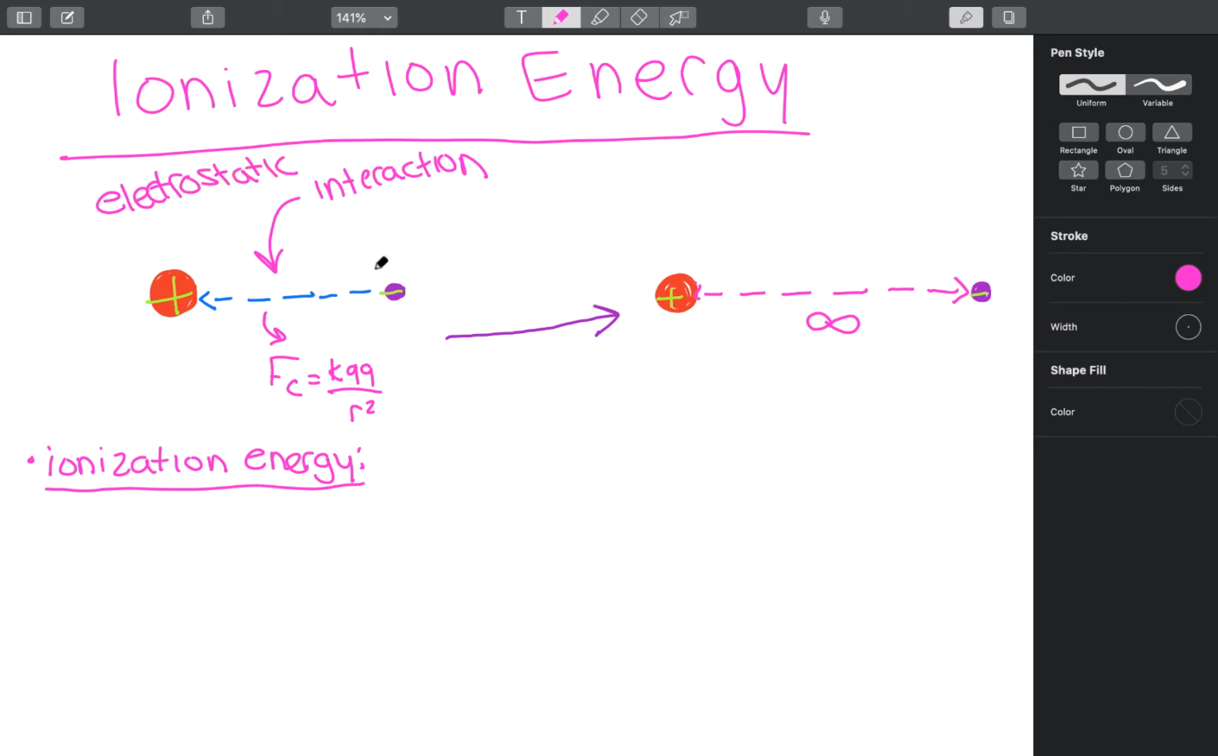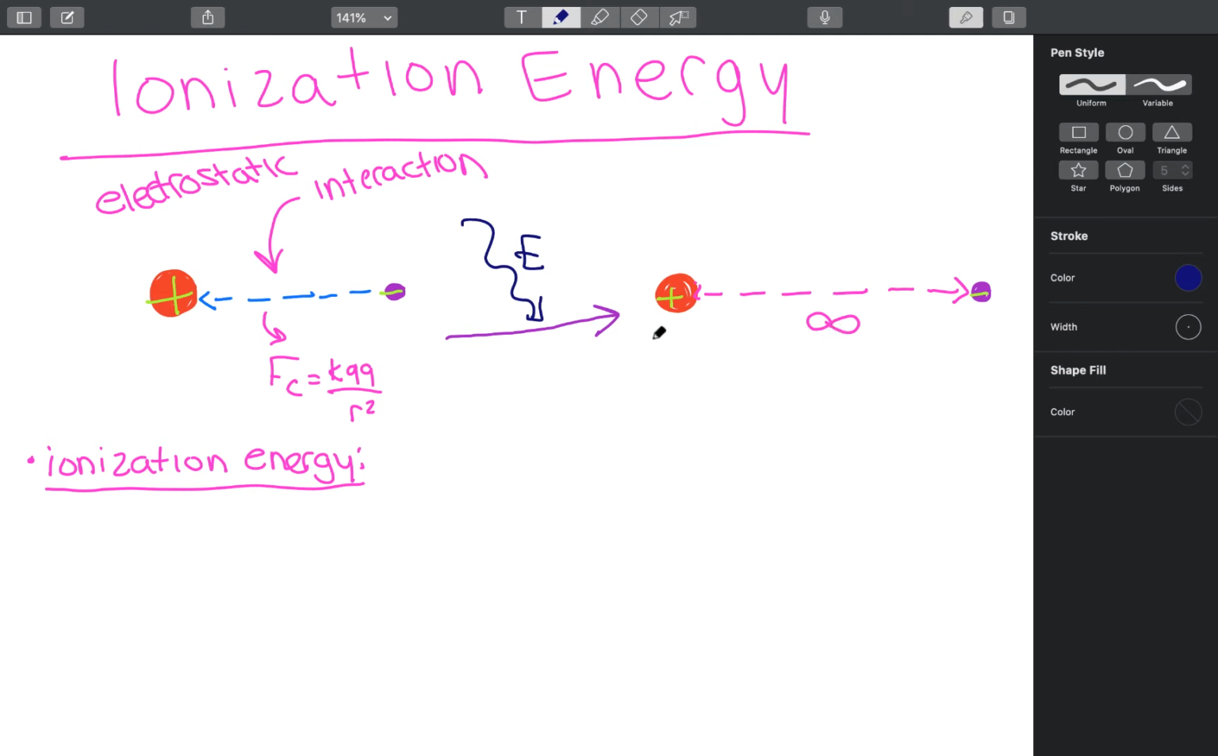This electrostatic interaction can actually be overcome if you apply a certain amount of energy to it. So let's just say we happen to apply a certain quantity of energy to it. So this is our energy. And after we apply this energy to the atom, the two species separate. So the nucleus and the electron are now separated by an infinite distance. So this infinity means that they are now separated.